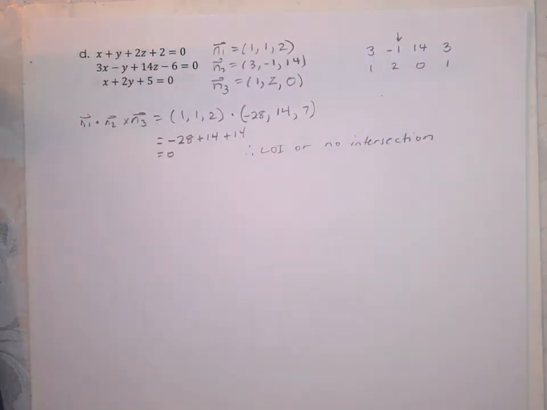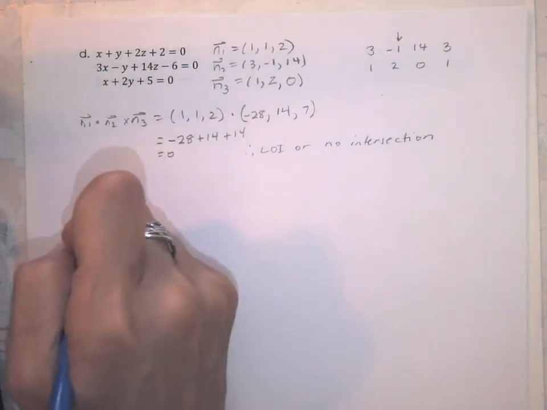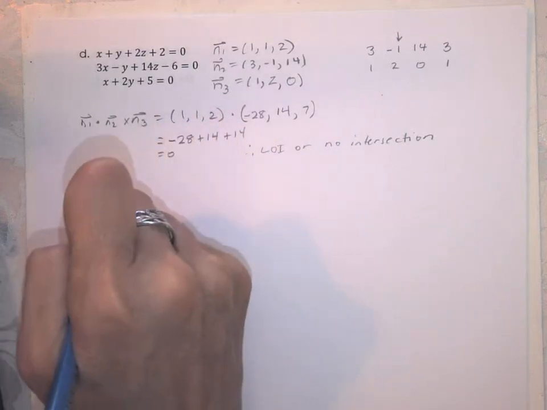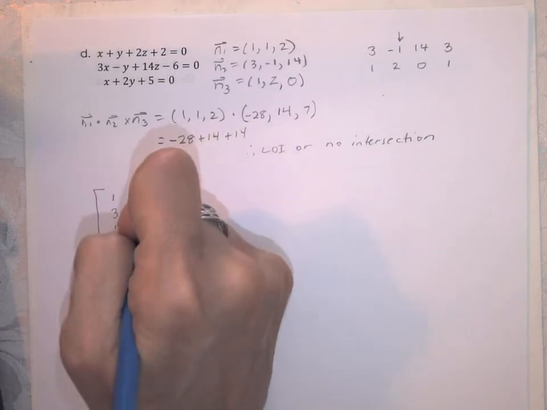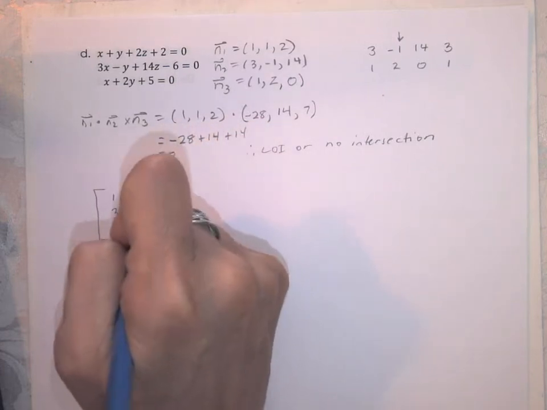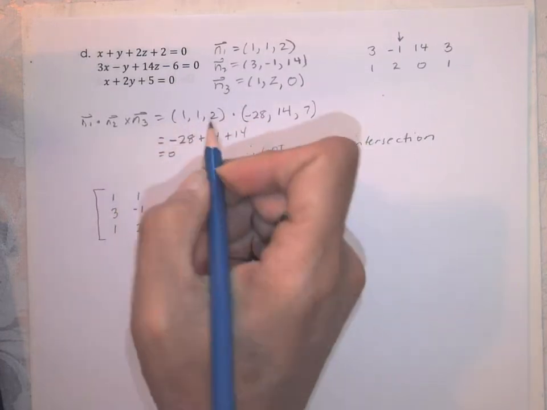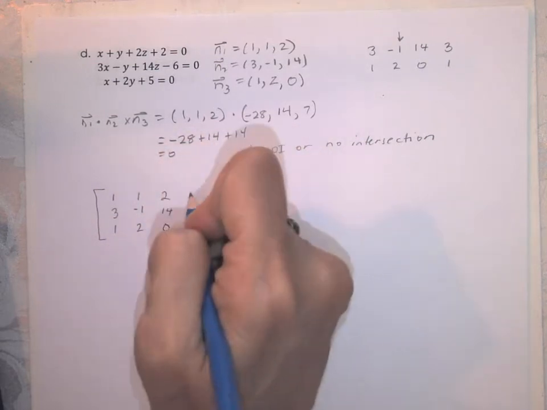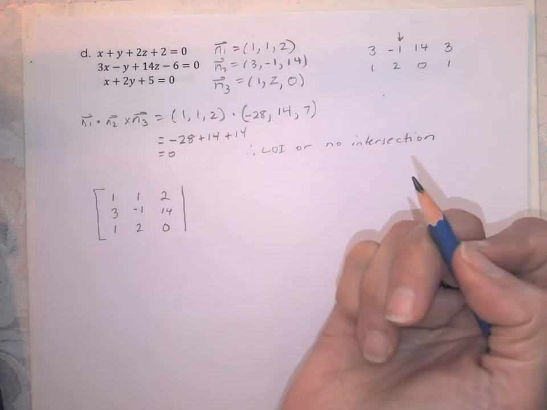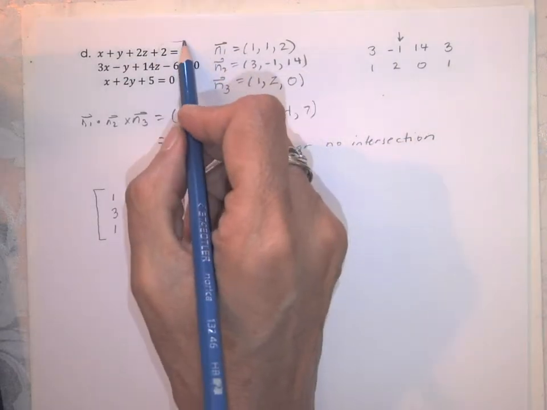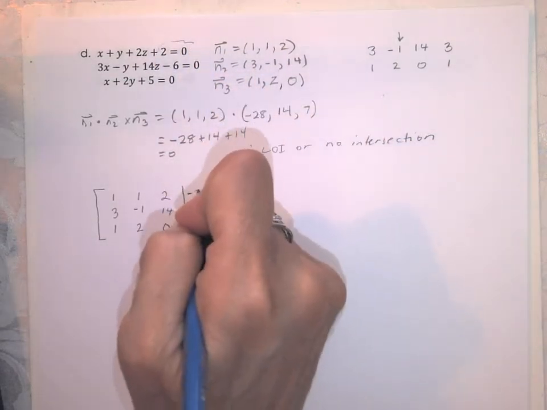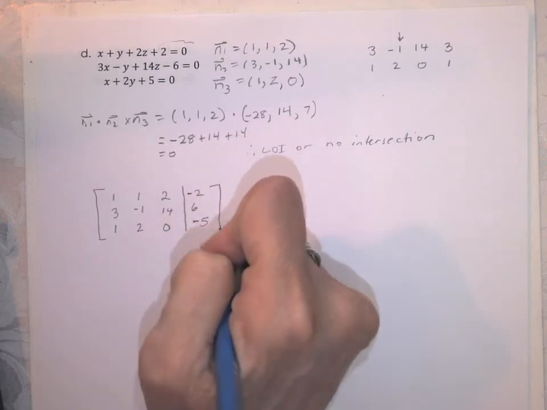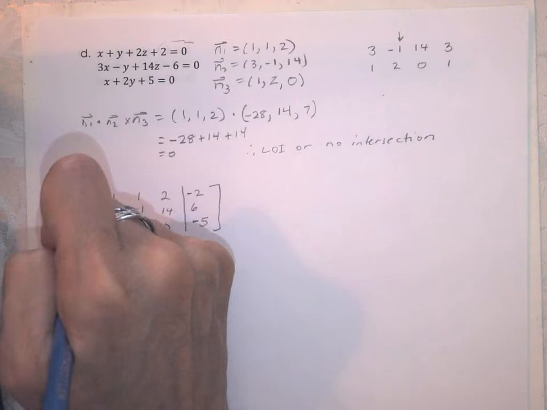So we are going to enter our values into our augmented matrix. So coefficients of x go first, coefficients of y go second column, coefficients of z, again, be careful, so 2, 14, 0, and then our equal sign, and then we have to move our constants over, so -2, +6, -5, in an augmented matrix.